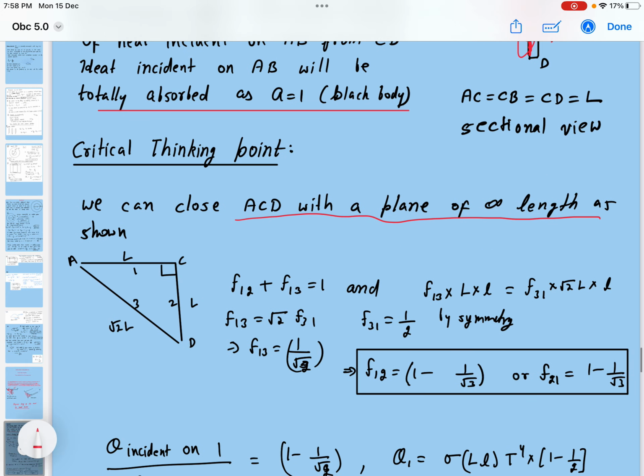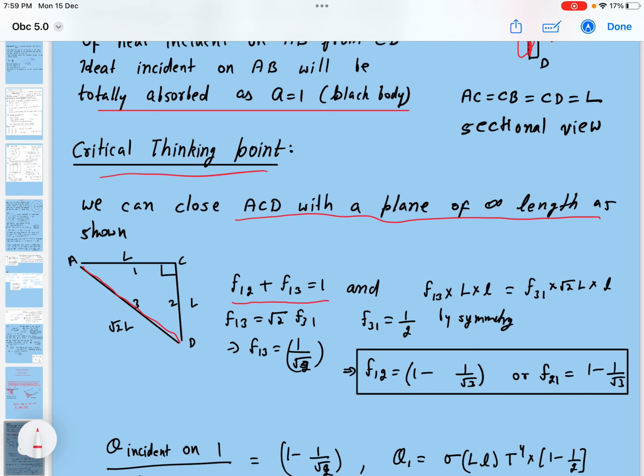What is the critical thinking point here? We can close ACD with a plate, again by a long plate only. So we can close it. Now we can say view factor of 1 on 2 plus view factor of 1 on 3 is equal to 1, because we are now closing it. AD and CD are completely enclosing plate AC. Or you can say AC and AD are completely enclosing plate CD, right?